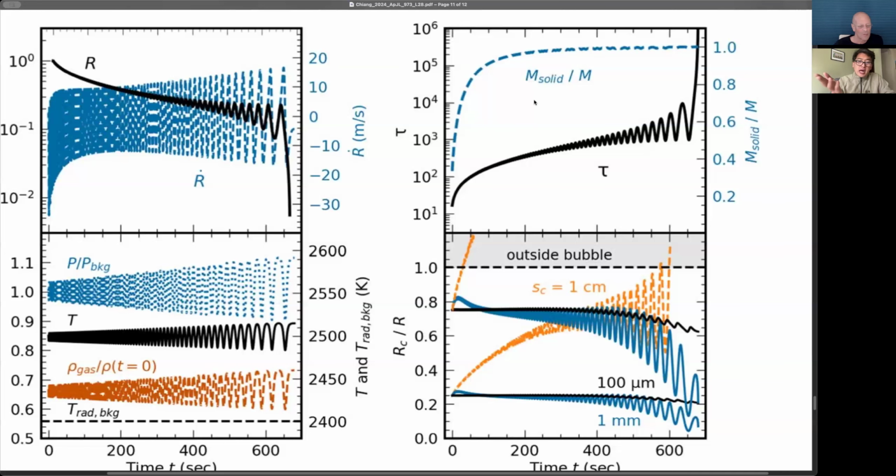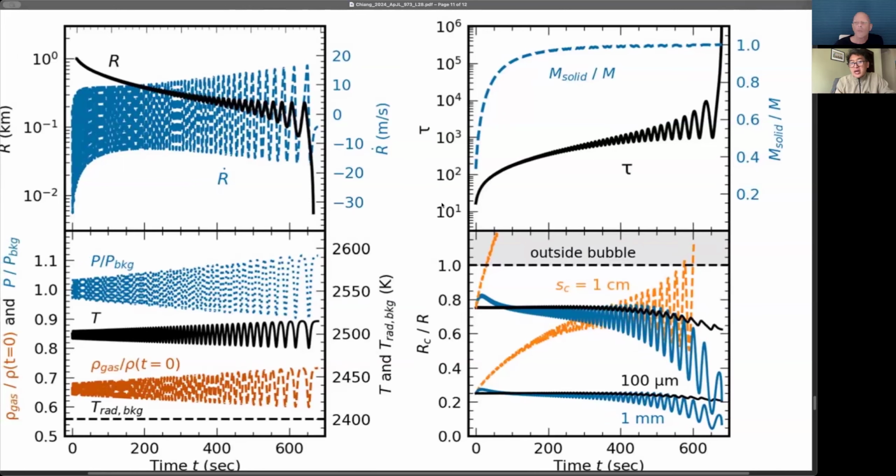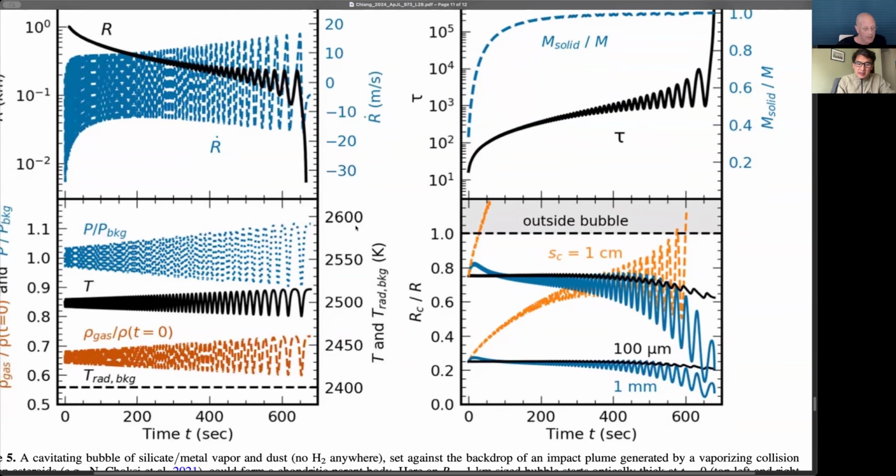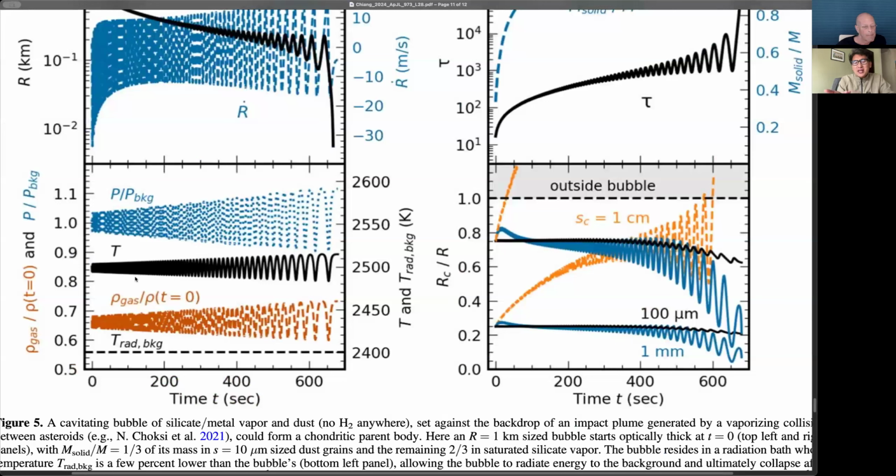Again, I don't need to start with M solid over M of a third. I can start with no solids, just complete gas, cool it, and create the solids that way. So this is just one particular scenario which we're looking at, and just to complete the story, we can look at the bottom left thermo panel. It's the thermodynamics going on down here. It's just density, temperature, and pressure, tracking the bubble relative to the background.